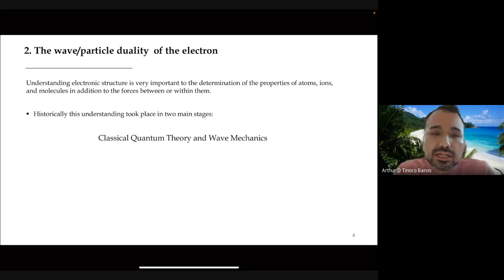So an understanding of electronic structure, or as we will refer to it also, the electronic structure, historically took place in two main stages. And the reason for this is because one of the biggest findings about the electron is the existence of the wave-particle duality. And so historically, this evolved through the perspective of the classical quantum theory and wave mechanics.